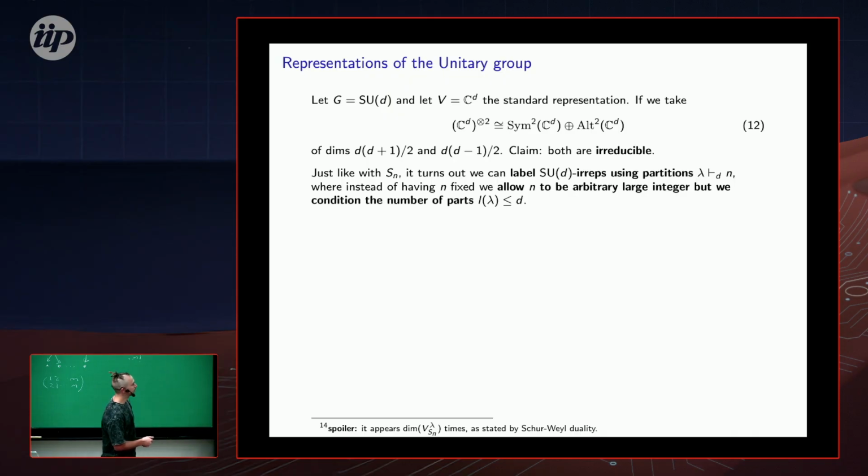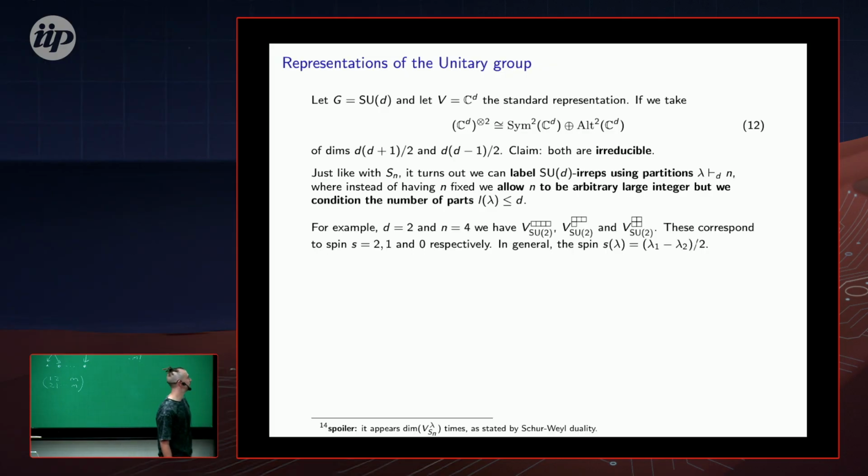As I was saying, just like with Sn, we use partitions to label SU(D) irreps. The difference is that we now put a constraint on the number of parts of the partition, and we remove the constraint on n, the number of boxes. We can have an arbitrarily large number of boxes in a partition, and it still labels a representation of U(D). But the real constraint is that the number of parts, so the rows, must be at most D.